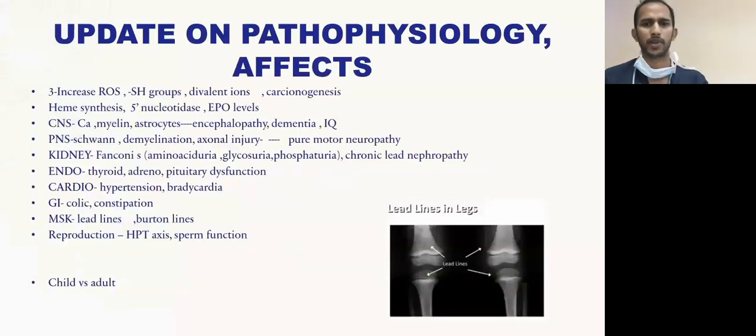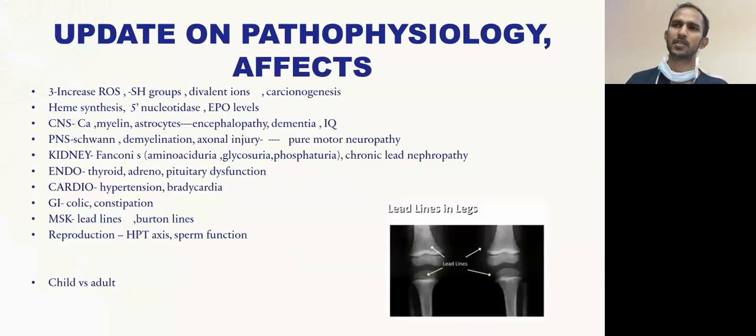I will now present a brief update on lead poisoning. Pathology-wise, lead inhibits antioxidant enzymes like glutathione and superoxide dismutase and increases reactive oxygen species. This can cause mitochondrial injury and cell membrane damage. It also binds to enzymes at their sulfhydryl groups.